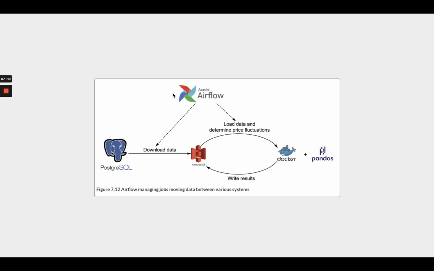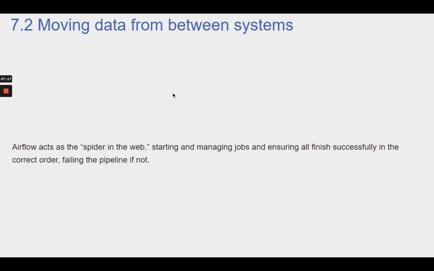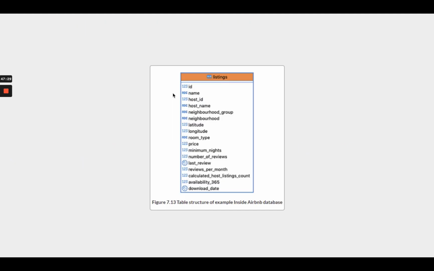Visually, the flow will look like figure 7.12. Airflow acts as the spider in the web, starting and managing jobs and ensuring all finish successfully in the correct order, failing the pipeline if not. The Postgres container is a custom-built Postgres image holding a database filled with Inside Airbnb data, available on Docker Hub as Airflow Book Inside Airbnb.